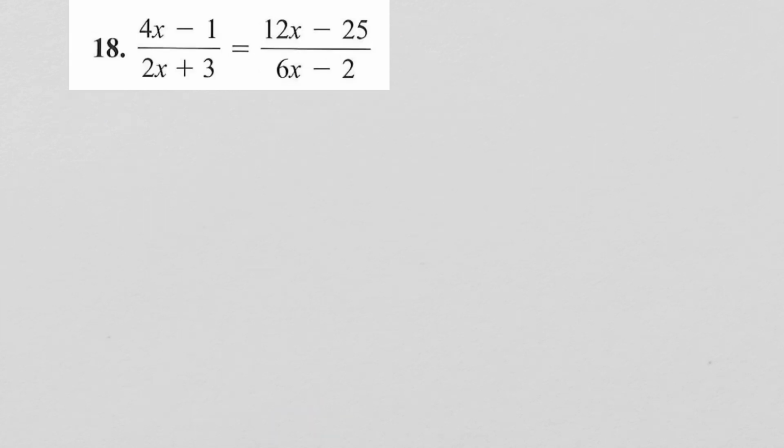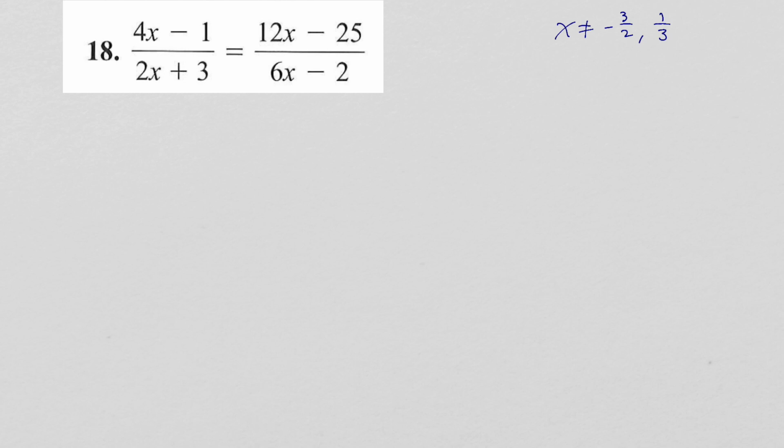All right, my restricted values are that x cannot be equal to negative 3 over 2 and positive 2 over 6, which is 1 over 3. All right, now I'm going to cross multiply. I'm going to cross multiply. So I'm going to have 4x minus 1 times 6x minus 2 is equal to 2x plus 3 times 12x minus 25. And I'm going to FOIL on each side.